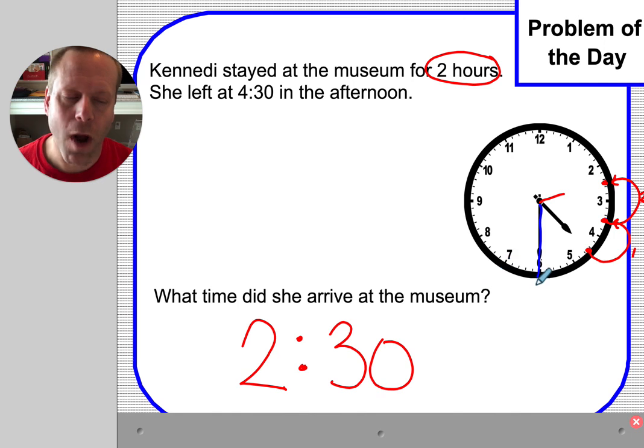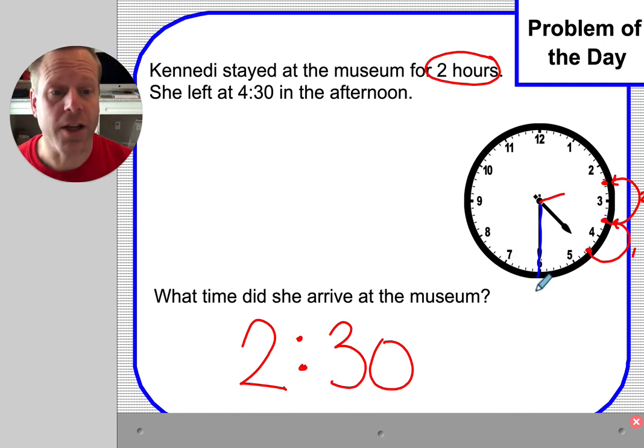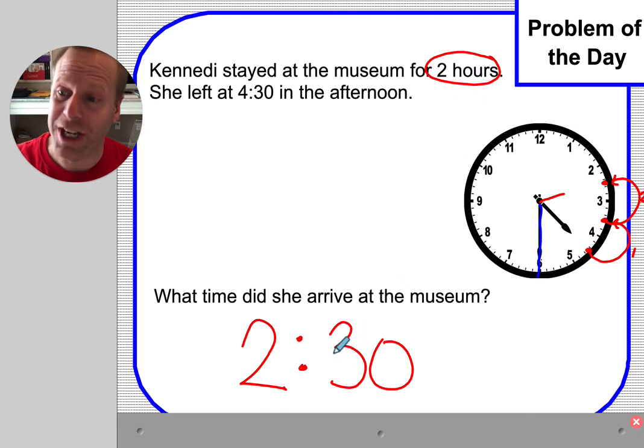So the reason why this problem was a little challenging is because you were asked to go backwards on the clock 2 hours to find out when she got there.